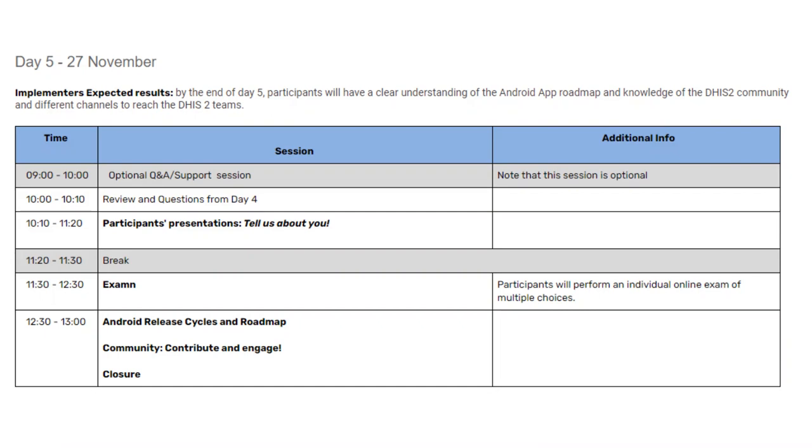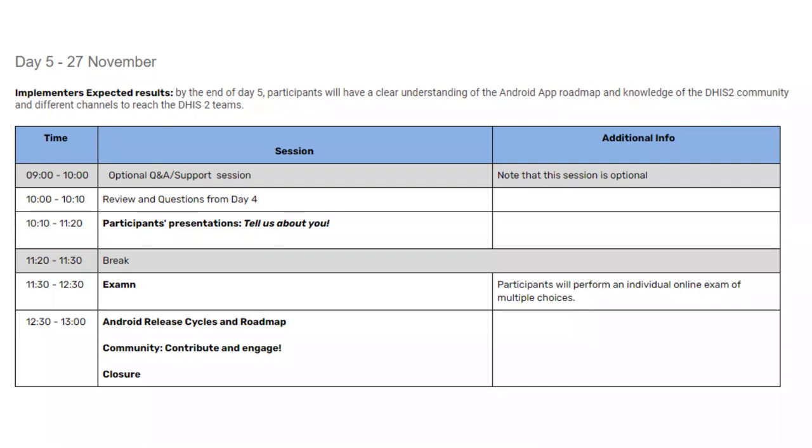So, the exam is going to be a number of questions where you have to select the correct answer, only one. And yeah, it's about all the sessions. Whatever we say today is not going to be evaluated. It's only for yesterday, because today there is no actual content on the app and what the app does.